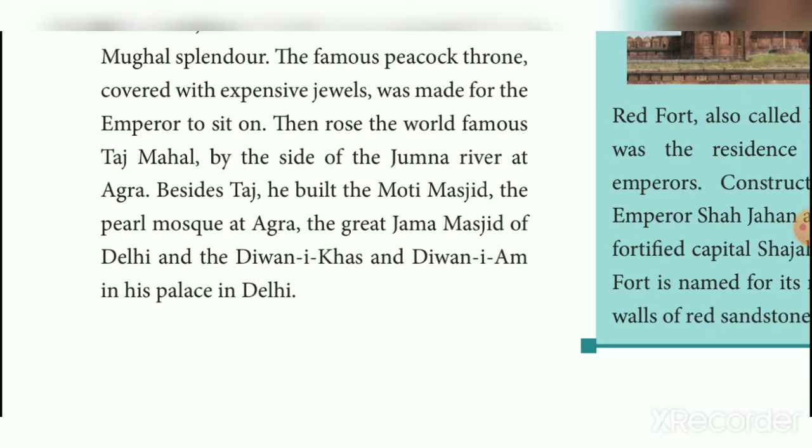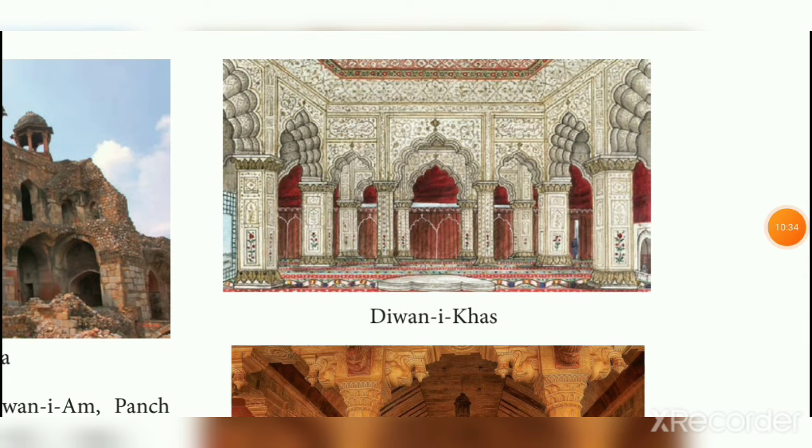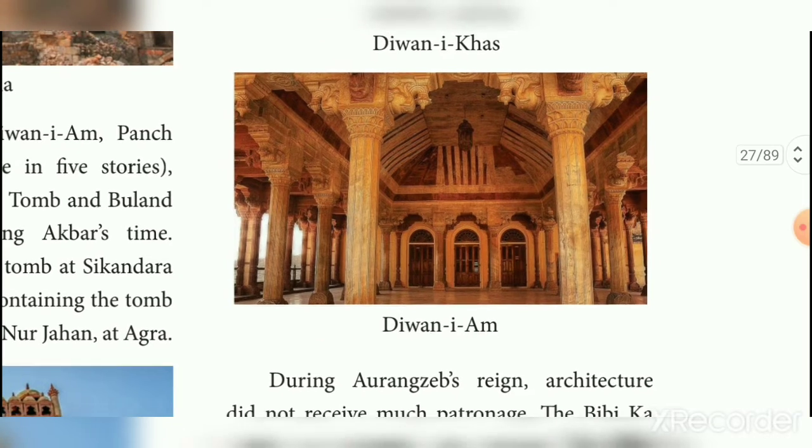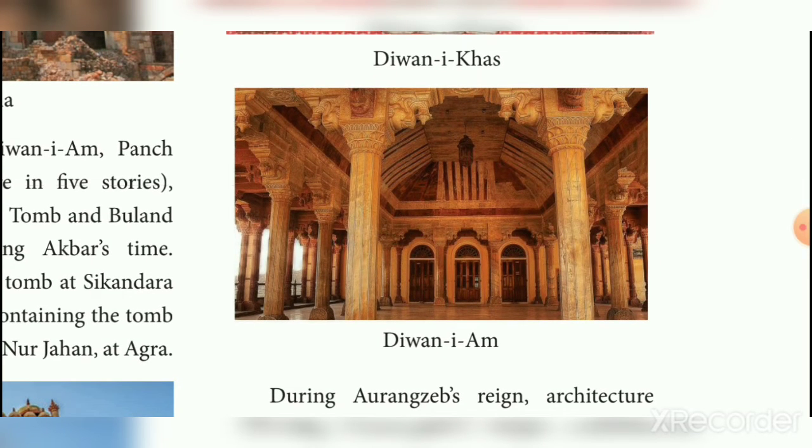Not only that, he built Moti Masjid, the Pearl Mosque at Agra, the great Jama Masjid of Delhi, and Diwani Khas and Diwani Am, the palace in Delhi. Students, this is Diwani Khas. In this place, the king met his ministers. This is Diwani Am, the people's court. In this place, the king met the ordinary people.